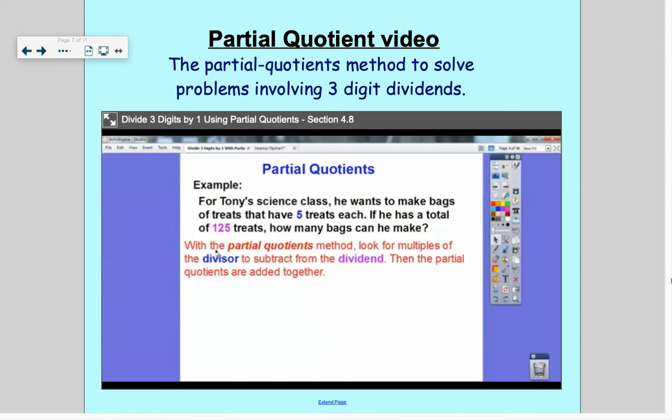So I pulled this out of your book, you guys. With partial quotients, the method is, you look for multiples of the divisor. The divisor is the number that's dividing into, and you subtract it from the dividend. Well, that's the number you're dividing into. Then the partial quotients are added together.